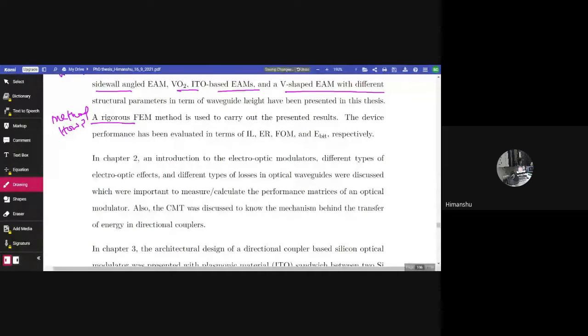In chapter 2, an introduction to the electro-optic modulators, different types of electro-optic effects and different types of losses in optical waveguide were discussed, which were important to calculate the performance matrices of an optical modulator. Also, the CMT was discussed to know the mechanism behind the transfer of energy in a directional coupler. In chapter 3, the architectural design of a directional coupler based optical modulator was presented with plasmonic material ITO sandwiched between two Si waveguides. The modulation in the device is achieved by the transfer of energy between the waveguides on the application of applied potential.